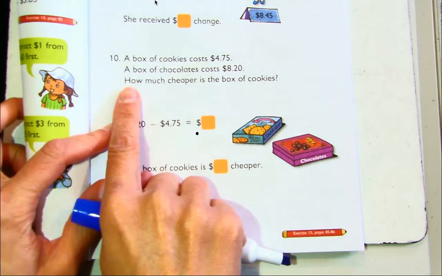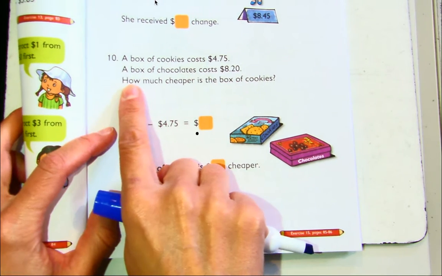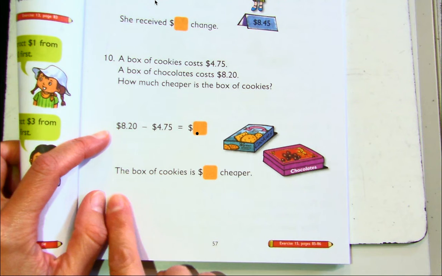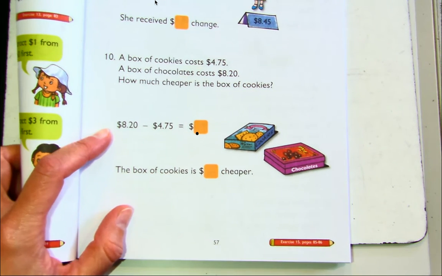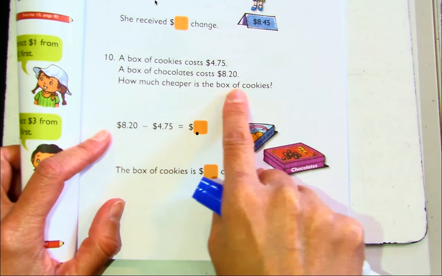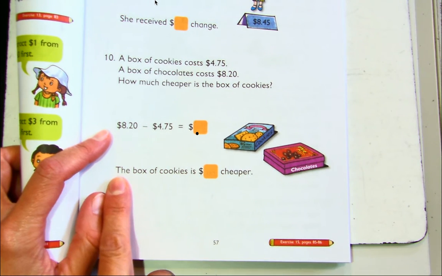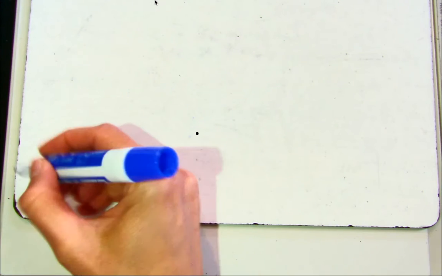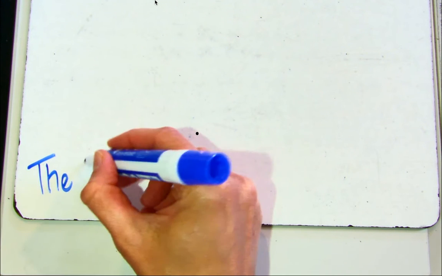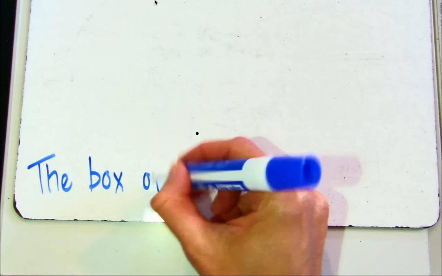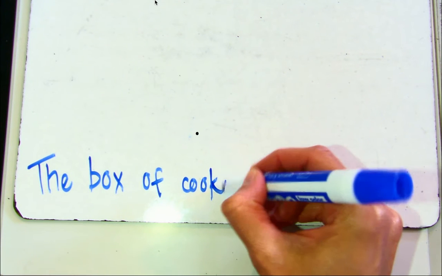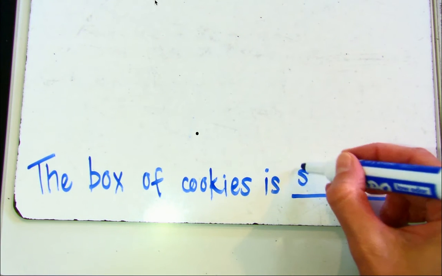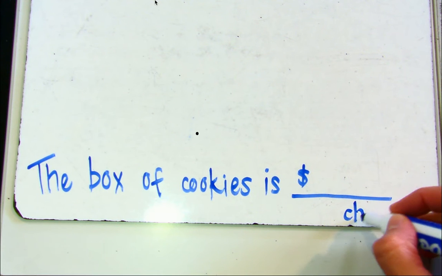All right, but first, let's go ahead and underline our question. Underline the question. Write an answer sentence. So there's our answer sentence. Our question, how much cheaper is the box of cookies? And our answer sentence is the box of cookies is blank cheaper. So let's make our answer sentence here. The box of cookies is blank. I'm running out of space here. Cheaper.